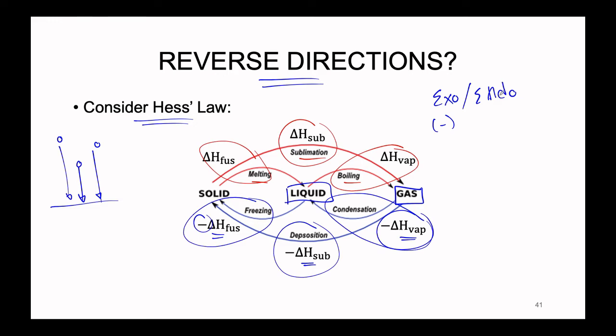Any process in which energy is going into your system is going to be positive, an endothermic process. For instance, an enthalpy of fusion is going to have a positive value because we're putting energy into the system to go from solid to liquid. So anytime on this type of diagram we're going from left to right, our enthalpies will be positive because we have to put energy in. Anytime we move from right to left, our enthalpy should be negative because we are releasing energy into the surroundings.